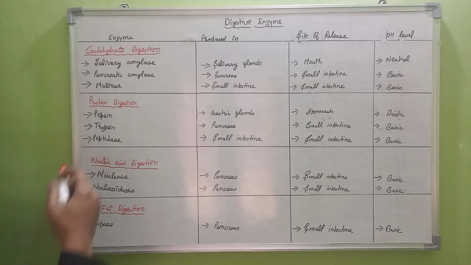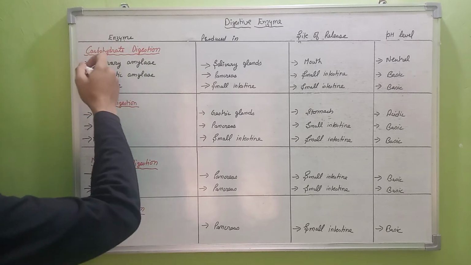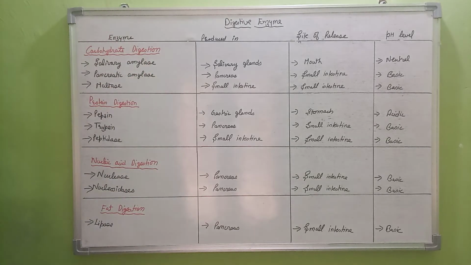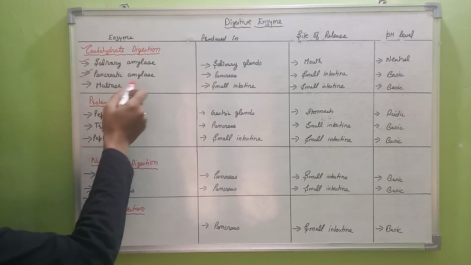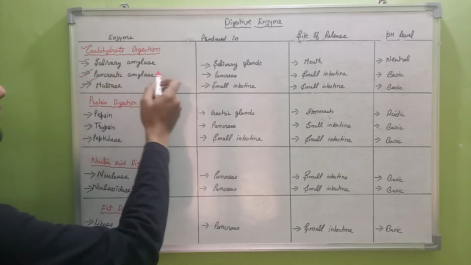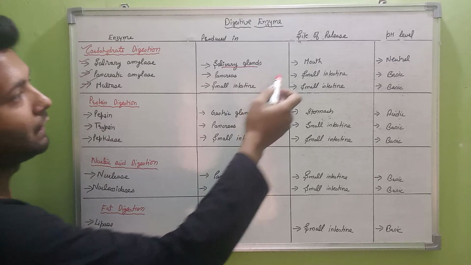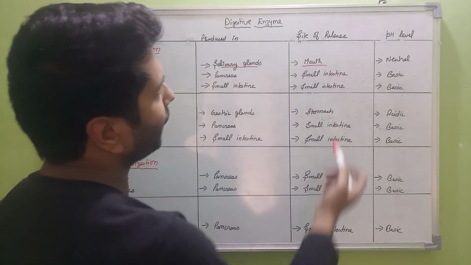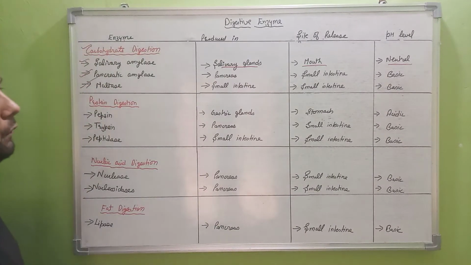So first we have the enzymes which play a role in the metabolism or the digestion of the carbohydrates. In this we have salivary amylase, pancreatic amylase and maltase. The salivary amylase is produced in salivary glands, the site of release is the mouth, and the pH level of this enzyme is neutral.